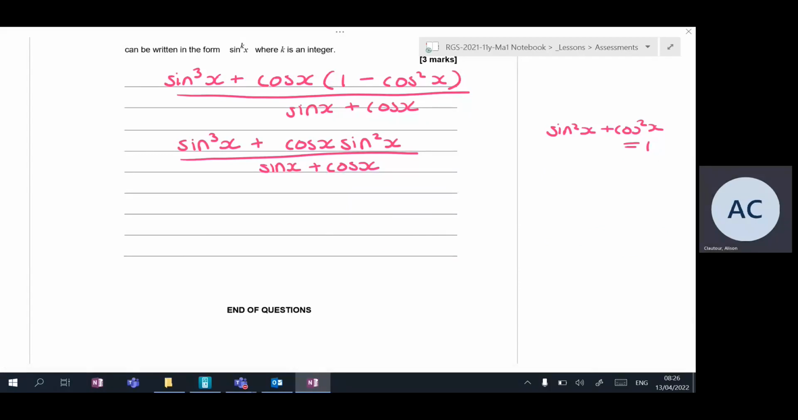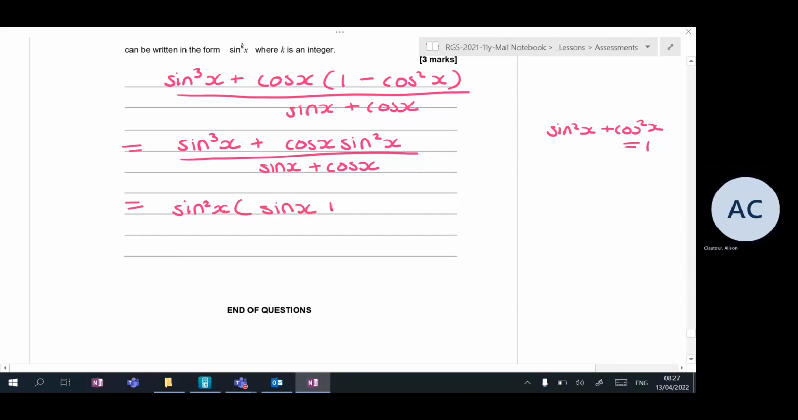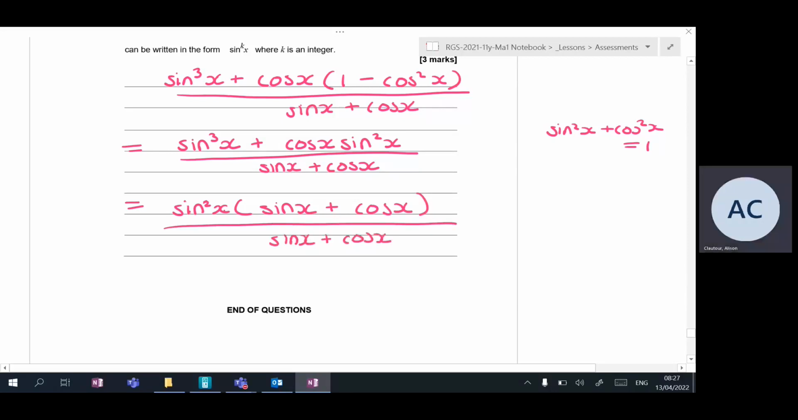So if I now look at my numerator, I can take out a factor now of sine squared. So I can take sine squared out. If my pen will let me. Okay, so I'm left with sine x for the first term and cos x for the second term. Okay, now conveniently that's also on the bottom, so that means I can divide through by that bracket and I'm just left with sine squared x.